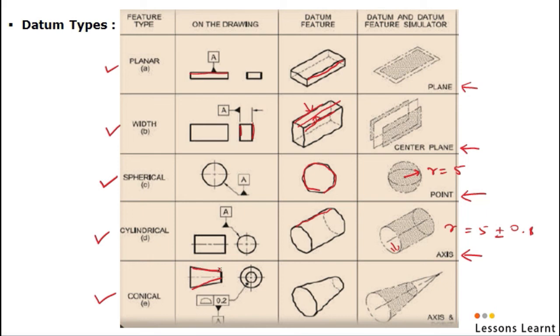Here you can see that datum is given to this surface, but the functional surface has some sort of waviness, and what is driving this surface is the axis. So with respect to this axis, dimensions are given to this surface. So here the datum feature simulator is the axis.